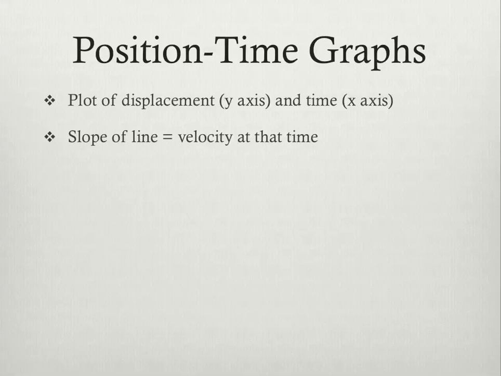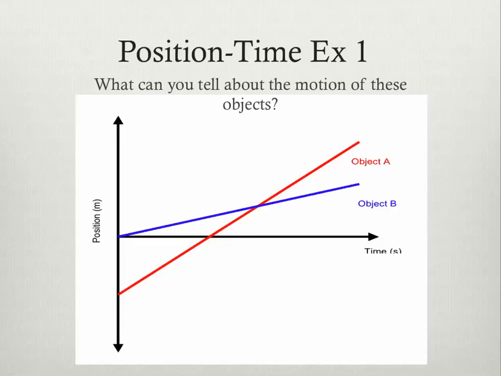And the slope of that line tells you the instantaneous velocity. So let's look at an example. We have two different objects, and looking at these lines, we can tell a lot about their motion, even though there's no numbers on our axes. So we're not doing any calculations, but we can tell a lot about the motion anyway.